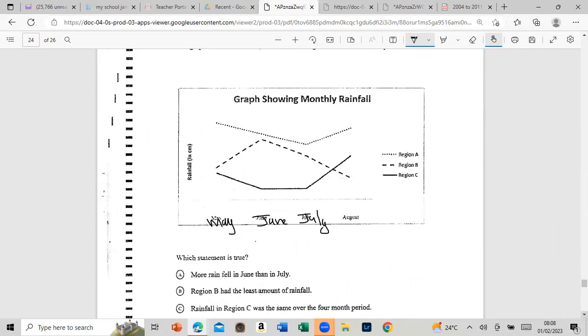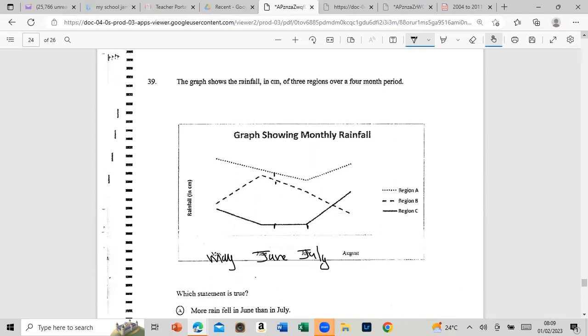Which statement is true? More rain fell in June than July. Which one of them represents the rain there? More rain fell in June than July. Alright, so where did rain fall here? Yes, July. Hold on. More rain fell in June than in July. Oh, June is the greater one. Yeah, June beat July, yes. June beat July again. So that's that.